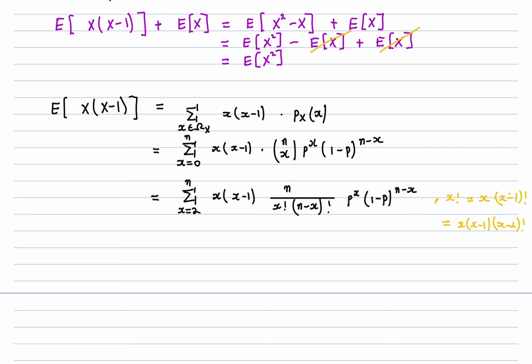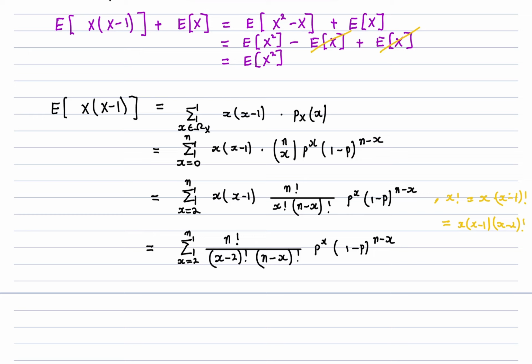Let's go now to the next step. Again, the sum from X equals 2 to n of n factorial over X minus 2 factorial, n minus X factorial, nicely put like that. We've got the factorial signs at the top. p to the x, 1 minus p to the n minus x.